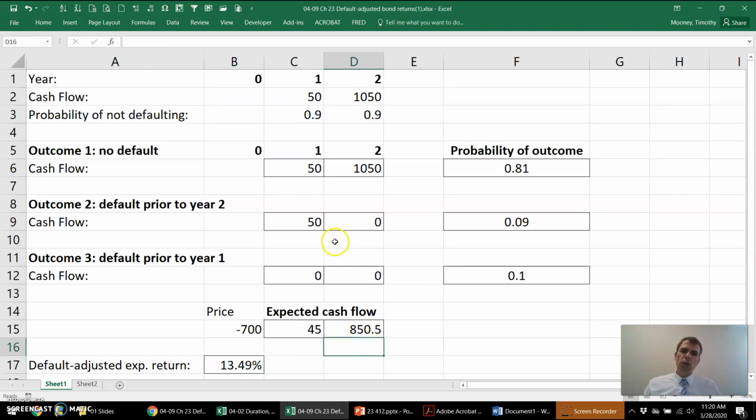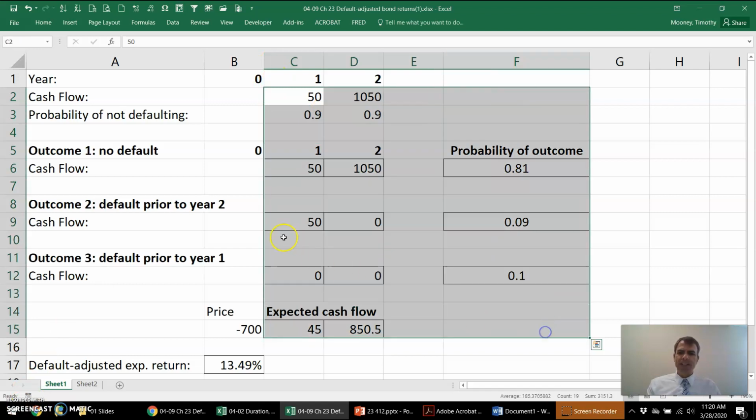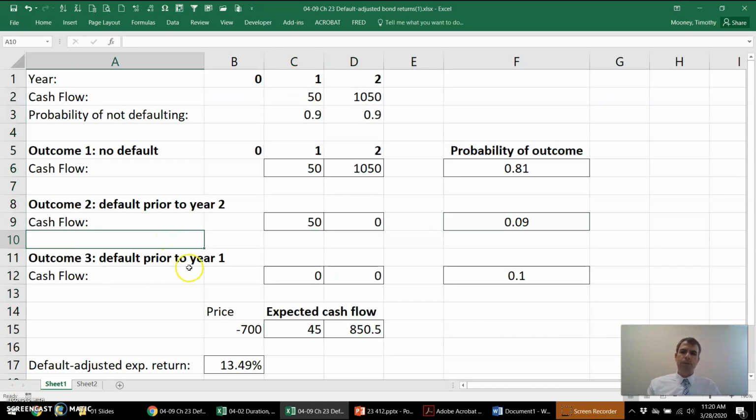So in the next video, we'll take the complexity of default probability up a notch and incorporate different default probabilities across different credit ratings. So it's important that you can follow the probabilities outlined in this video before you move on to this probabilities and matrix notation that we'll talk about next.